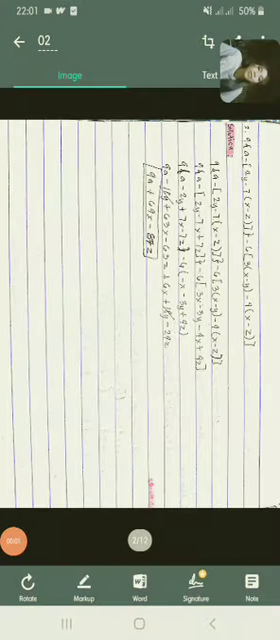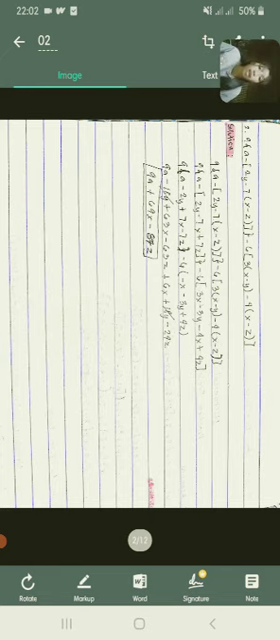Then we distribute 9 through the parentheses and negative 6. 9 times a is equal to 9a. 9 times negative 2y is equal to negative 18y. 9 times positive 7x will become 63x, and 9 times 7z will become 63z. Negative 6 times negative x will become positive 6x, and negative 6 times negative 3y will become positive 18y, and negative 6 times positive 4z is equal to negative 24z.